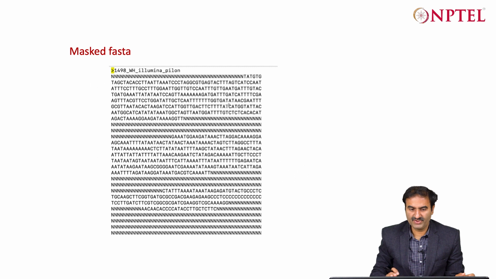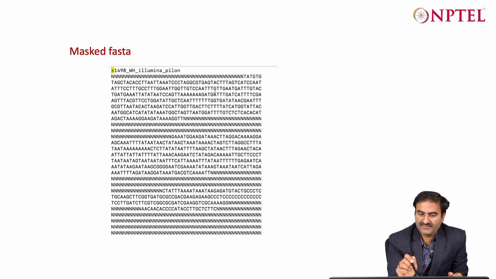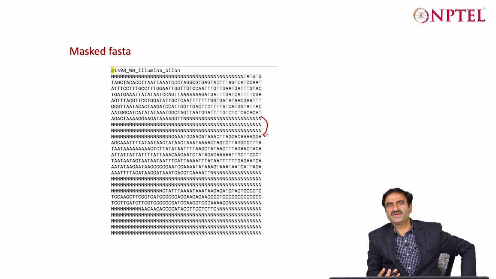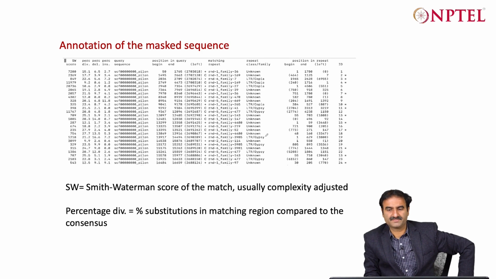And it will give you the output. For example, your input was a file that contained all nucleotides, and the output has Ns. Wherever the repeat was present, it has placed Ns. So if you want to do gene prediction or some calculation, say finding mutations, in the region which is not repetitive, then the Ns will not interfere in those calculations, right.